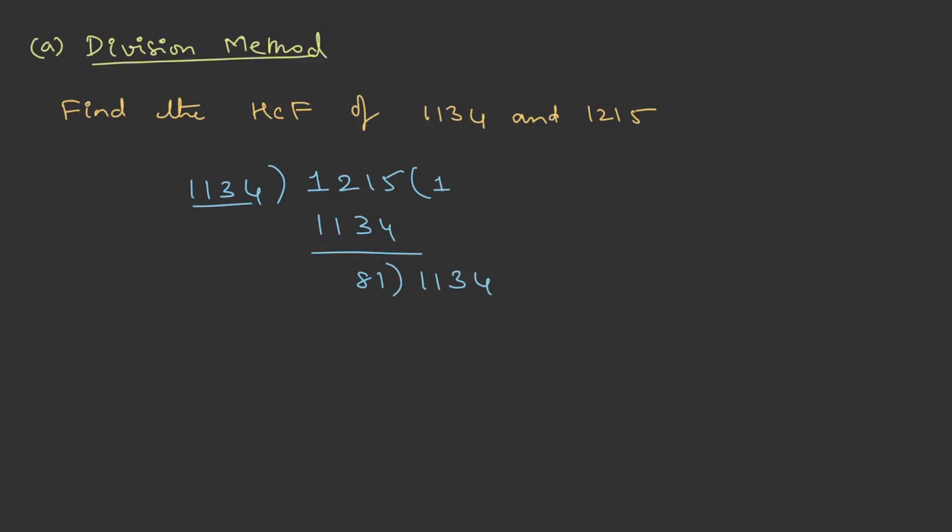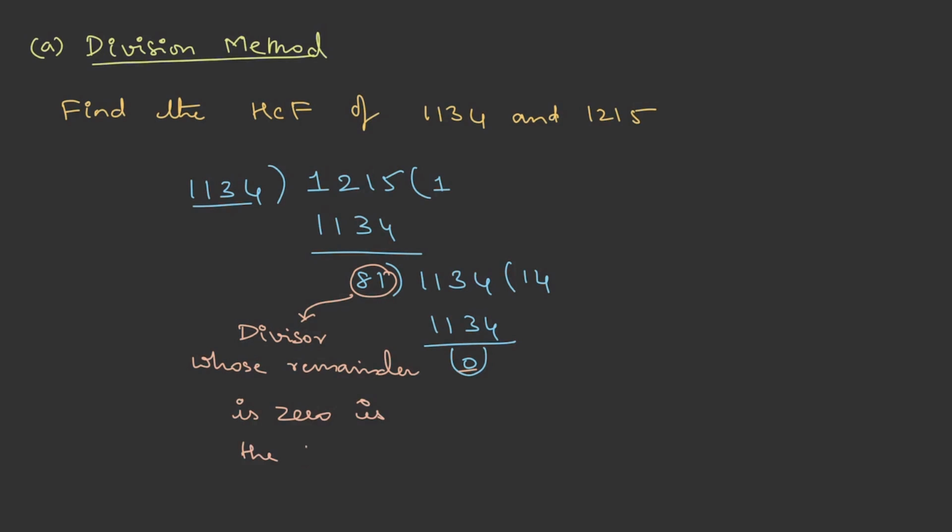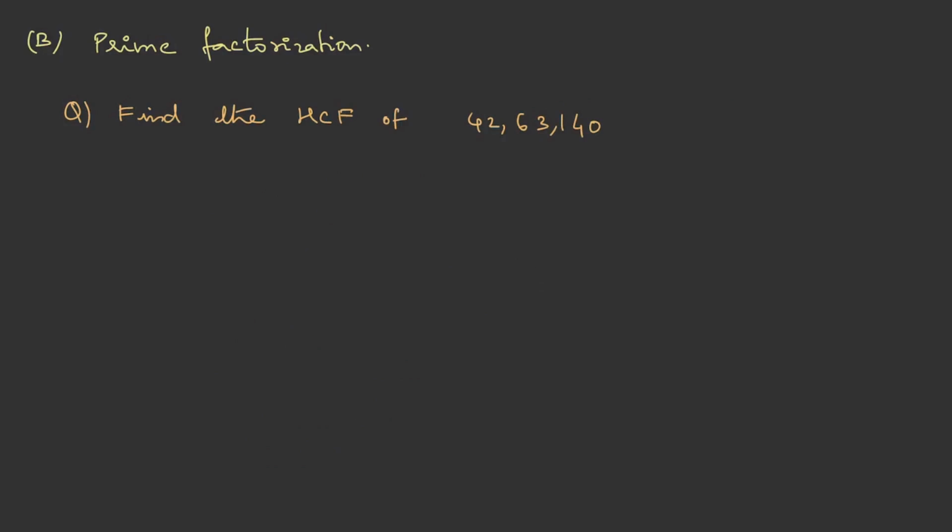So let's take the 1134 over here. Now 81 14 times is 1134, so the remainder is 0. So we need to keep on dividing until we get 0. In this, the divisor which leads to a remainder 0, this particular divisor is the HCF. Therefore, the HCF of these two is 81. That's the division method.